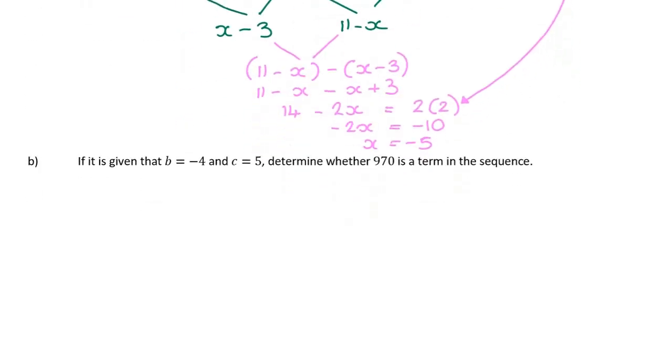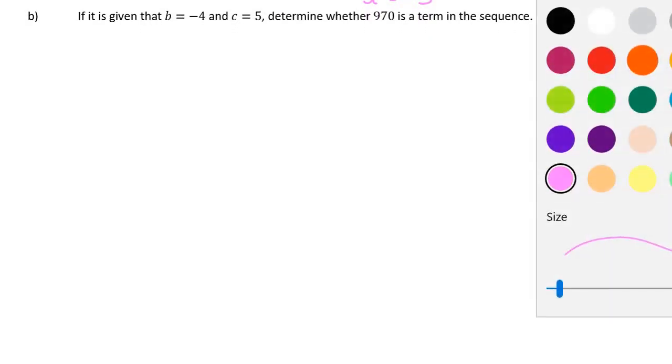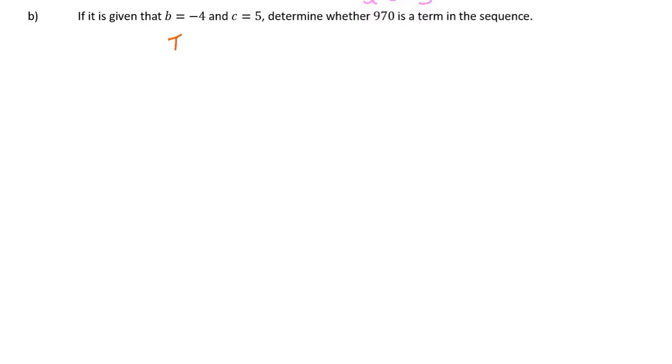Now it says if it is given to you that b is negative 4 and c is 5, so what they've done here is they've given you the formula. The reason why they sometimes do this is if you can't find out what x is, then you can't find the formula and then you can't do this question. So to avoid that, they've given me the formula and they've said determine whether 970 is a term in the sequence.